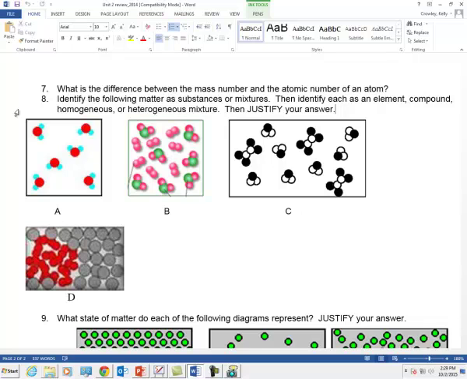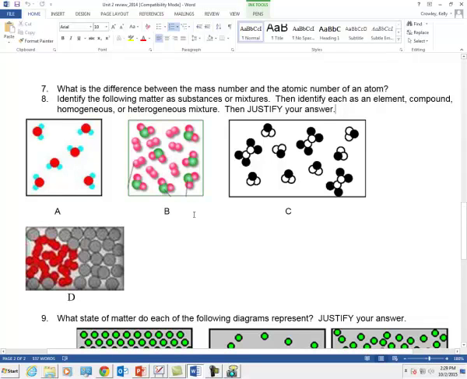Next question. Are these elements or compounds? Now, if it's an element, they would have to be identical particles connected together. But you see, I have two different things. I have blue and I've got red. That makes it a compound. These are compounds. So in box A, this is a pure substance compound.